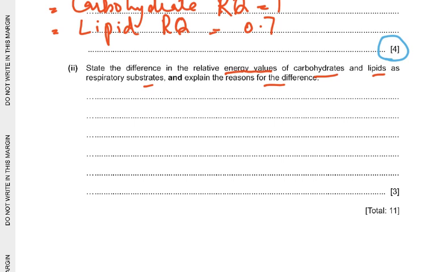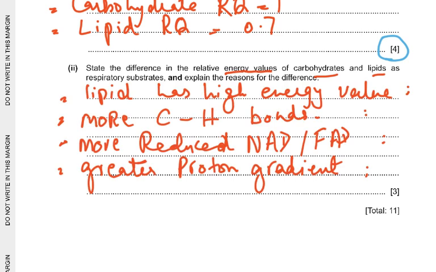Another part you could say is that there are more C-H bonds in lipids and more reduced NAD or FAD formed, because more hydrogen means more of the coenzyme will be reduced, more NADH and more FADH. Every NADH gives you 3 ATP and every FADH gives you 2 ATP, and this will result in a greater proton gradient, and so more protons will pass through the ATP synthase. So writing it down: lipid has a higher energy value, more C-H bonds.